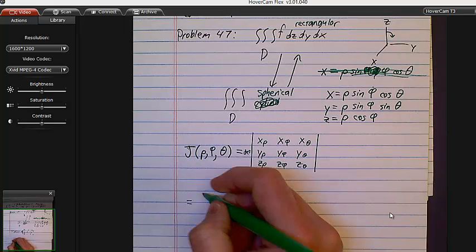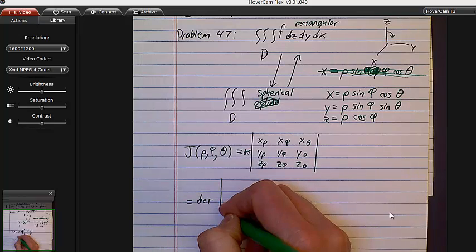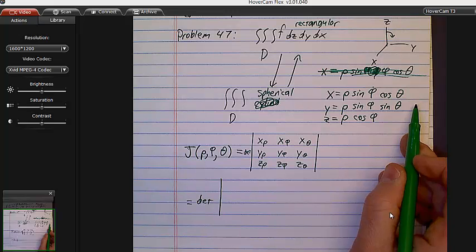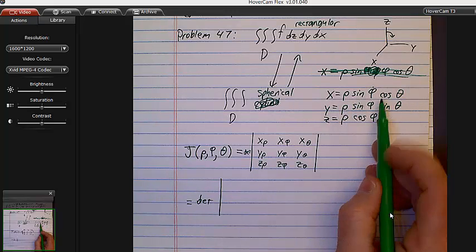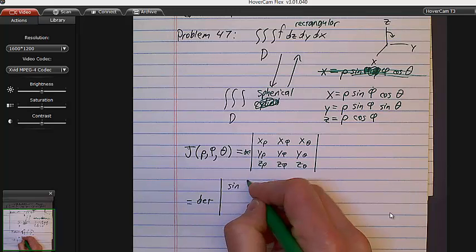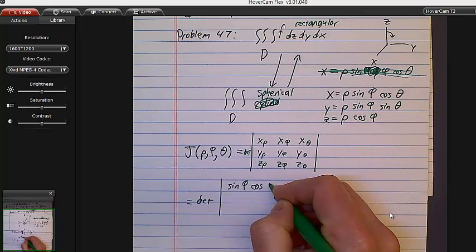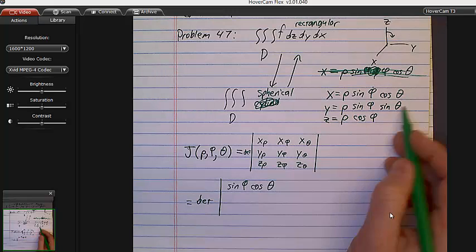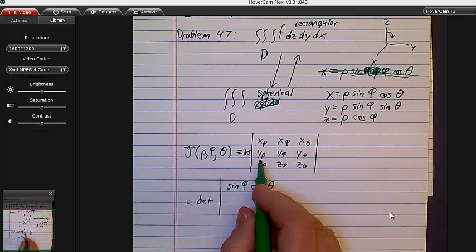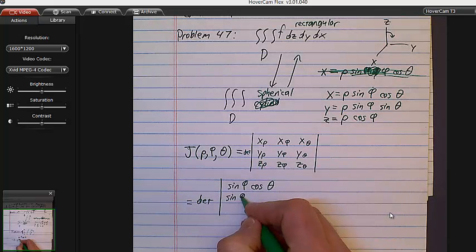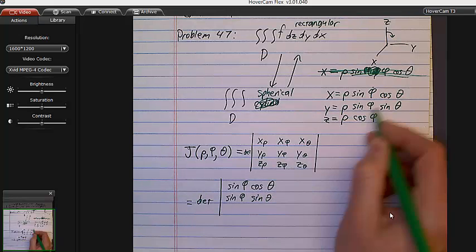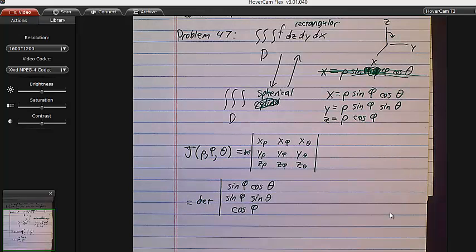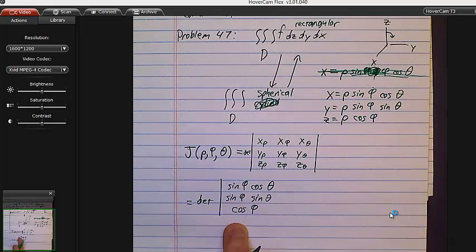When we go through this, we're going to have the determinant of, in the first row here, I want x rho. All right, well, here's x, right? So if you take the derivative with respect to rho, you just get the sine of phi times the cosine of theta. Actually, the rho's are really simple. So same thing here. When you take the derivative, y rho would be sine phi sine theta, and z rho would be what? Cosine phi. So I guess the first column was easy.